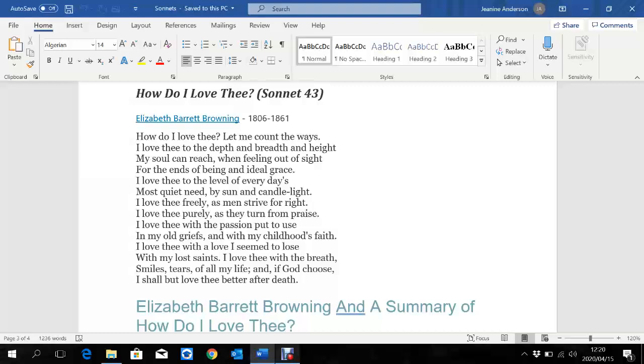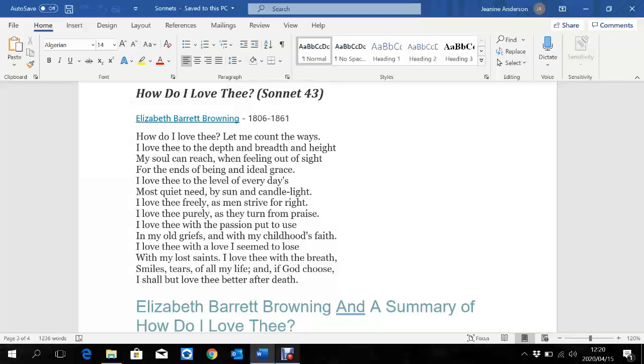All right. So she says, "How do I love thee? Let me count the ways." That line there tells us that there were many ways. There were many reasons why she loved him, because she can count them. So it implies that there were many. "I love thee to the depth and the breadth and height my soul can reach, when feeling out of sight for the ends of being an ideal grace. I love thee to the level of every day's most quiet need."